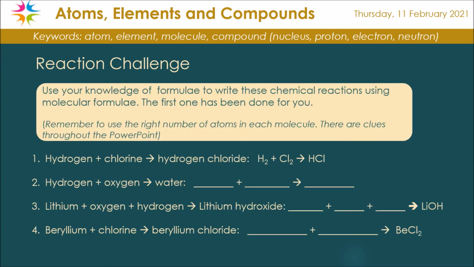Here's a challenge if you want to accept it, and it's again pause the video and write down the answers. What we're going to do is make some chemical reactions using our formulae for molecules, and I've done the first one for you. So I've got hydrogen and chlorine making hydrogen chloride, and we know that hydrogen is H2, chlorine is Cl2, and it makes HCl. So these ones you should know.